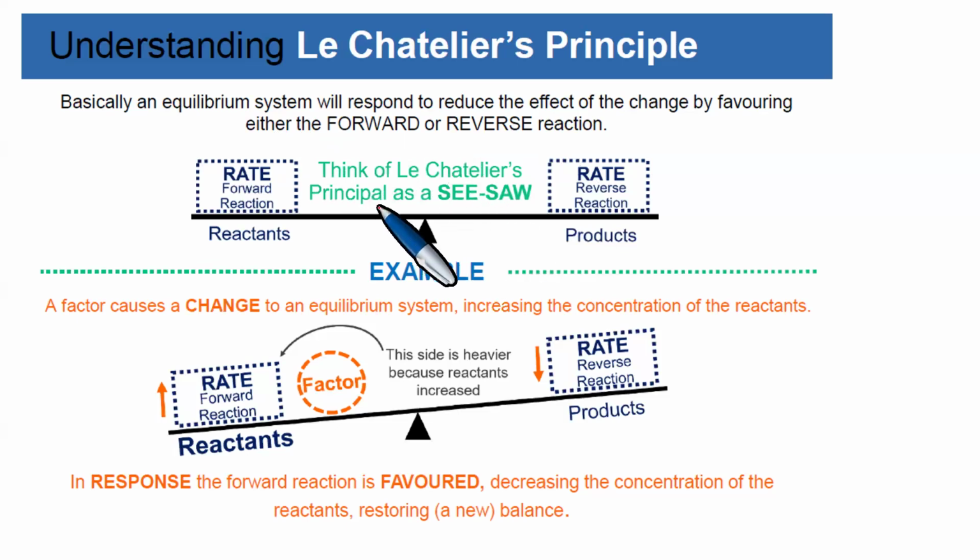Now, think of Le Chatelier's principle as a seesaw. You have the rate of the forward reaction and the rate of the reverse reaction. On this side we have the reactants and here the products. When the rate of the forward reaction and the rate of the reverse reaction are equal, where you have the reactants and the products, there is a balance. So what we call the seesaw is balanced. Okay, good, it's balanced. Next, let's look at an example of Le Chatelier's principle.